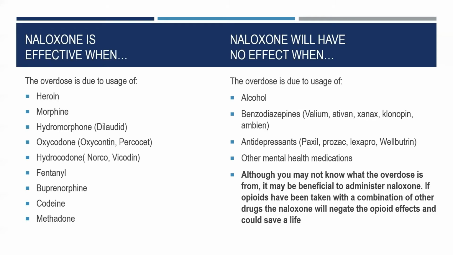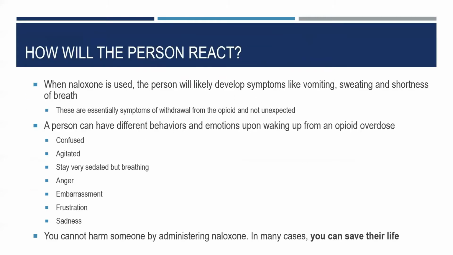Now, just a caveat, if you come up to a person and you think they have had an overdose and you do not know what they have taken, it may be beneficial to administer Narcan. Opioids are taken usually with a combination of other drugs, and naloxone would negate the opioid effects and could save a life. And also, naloxone does not have any negative impact if you give it and no opioids were taken. So there is really no harm in giving it to someone if you're concerned that they have overdosed.